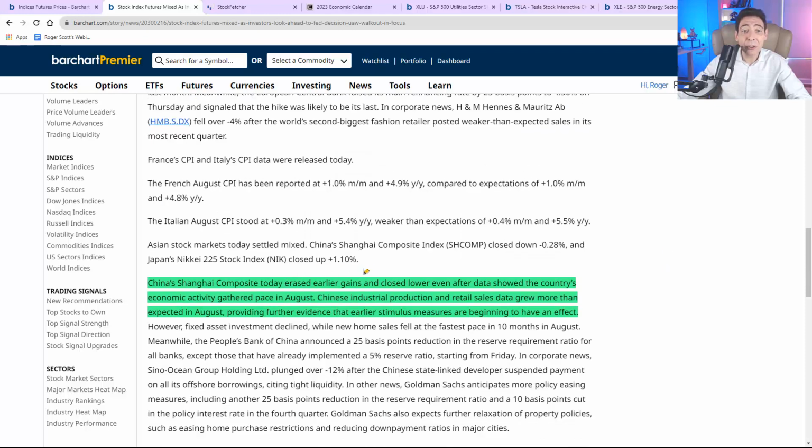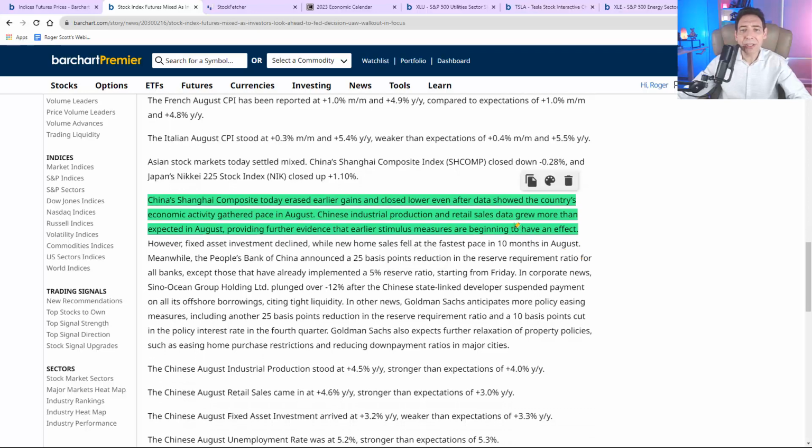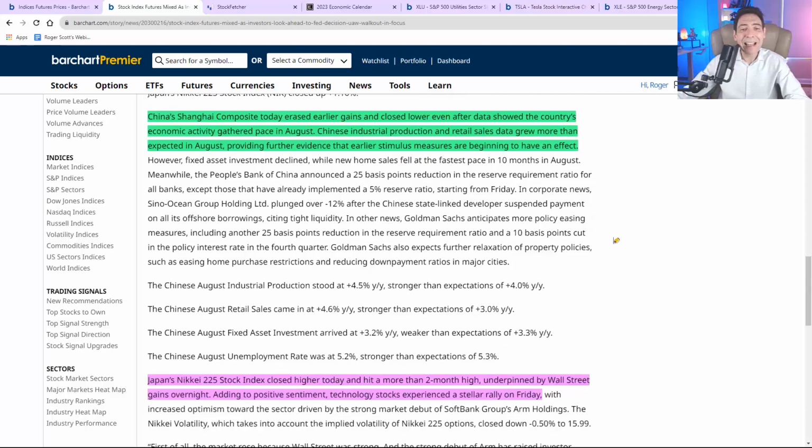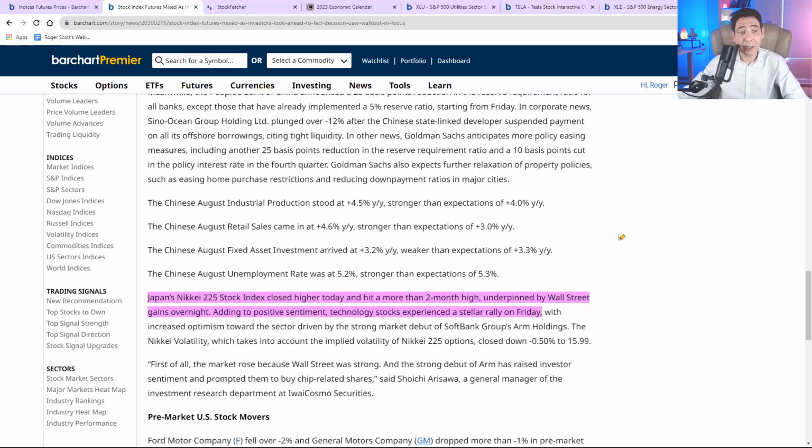China today erased earlier gains and closed lower, even after data showed the country's economy gained activity in August. That's great. Chinese industrial production and retail sales data grew more than expected in August, providing further evidence that earlier stimulus measures are beginning to take effect. That could really help us out.